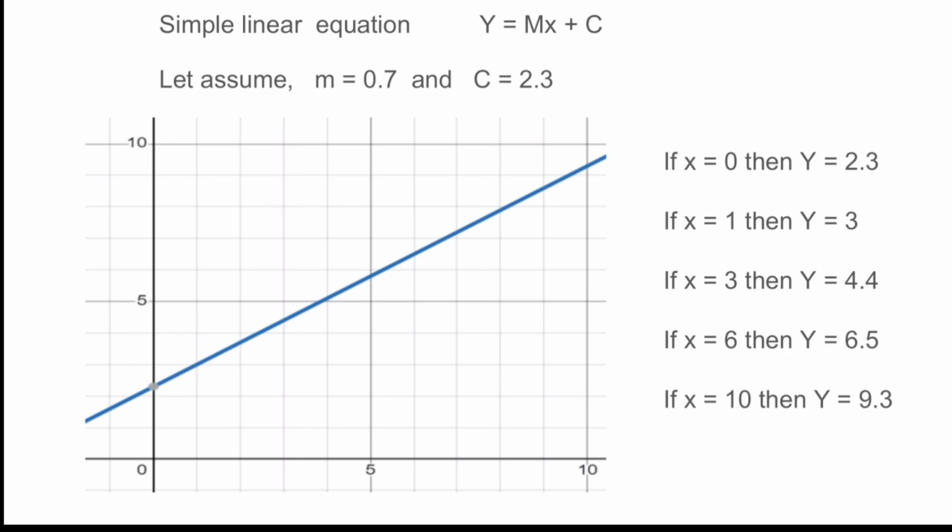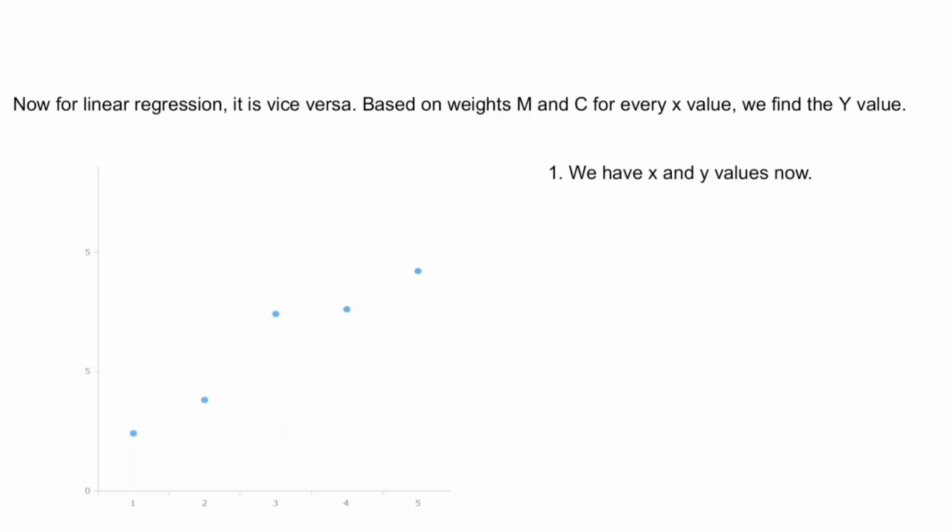Now we are moving forward to linear regression. Let's dive deep into it. Linear regression is the reverse of what we did earlier. We have to find the m and c values so that the line that we get will have a lower cost function value. We will see the cost function clearly. Don't worry about that if you don't know it now.